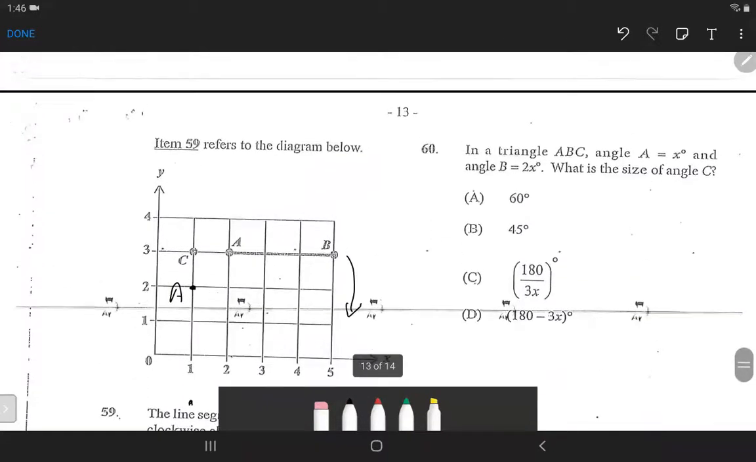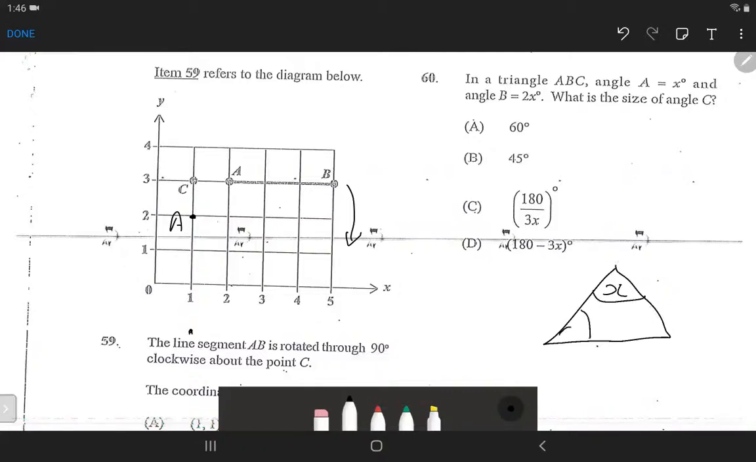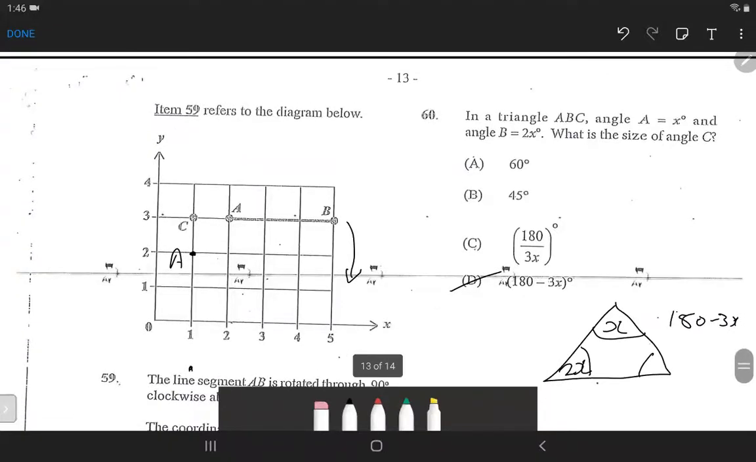And finally, in the triangle ABC, angle A equals x degrees and B equals 2x degrees. What is the size of angle C? Well, if we draw a triangle quickly, if this is x degrees, this is 2x, and this one here needs to be 180 minus 3x. That's B. All right, and that concludes this video.